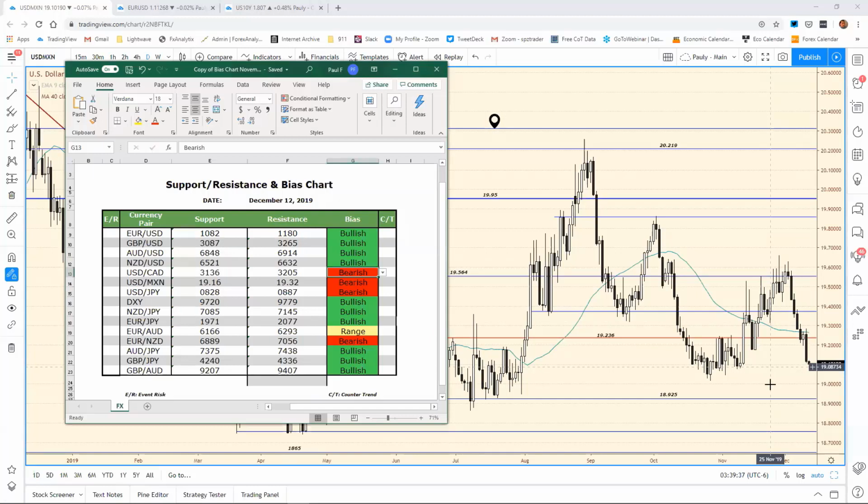Oh, no, we're not there. I was getting ahead of myself. So once again, it says that support is going to be 19.08 with the potential move to 19.02. So we're just about there. I'm looking for a move down right there to 19.08, and potentially we could slide all the way to 19.02. Resistance is going to be 19.19.